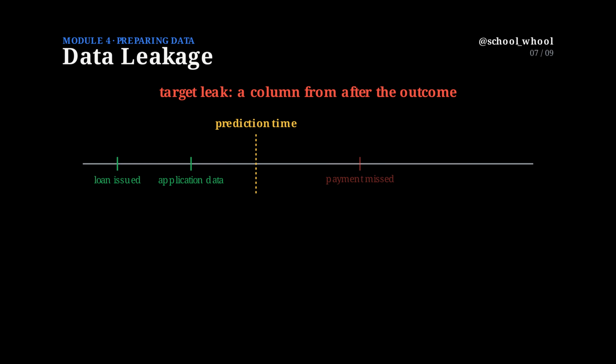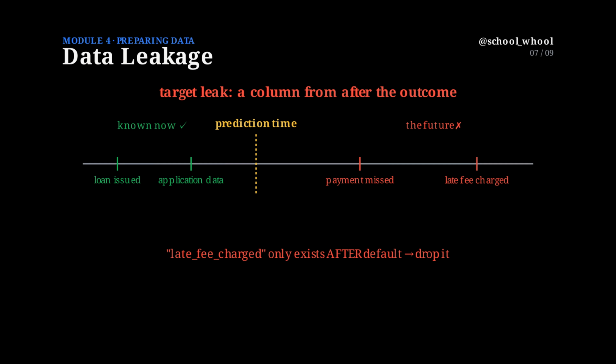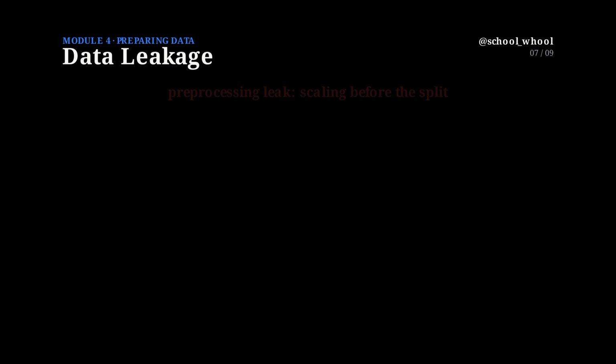Here's the classic. We want to predict which customers will default on a loan. Among our columns is one called late fee charged. It looks predictive, and it is, but think about when that fee gets charged, only after the customer has already missed a payment. That column is a peek at the future. At real prediction time, before the loan plays out, we simply wouldn't have it. Drop it.